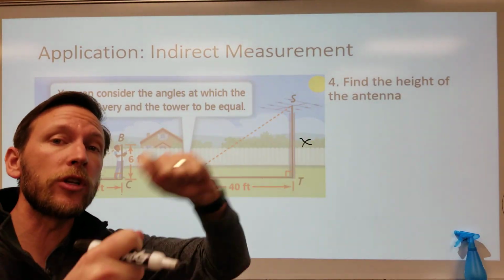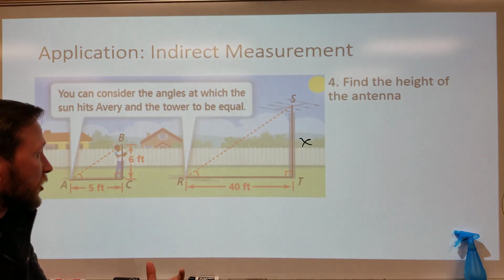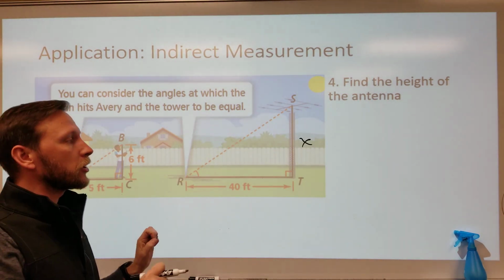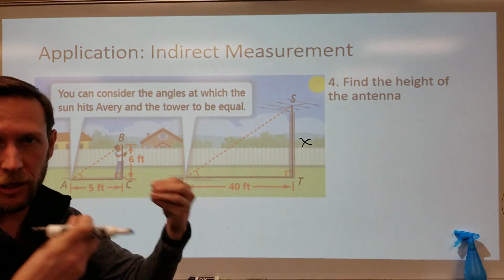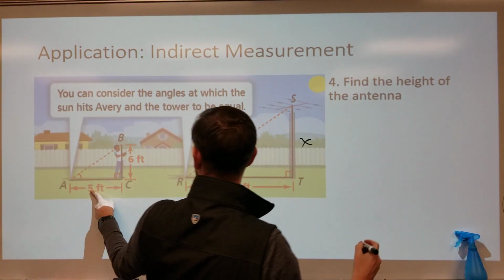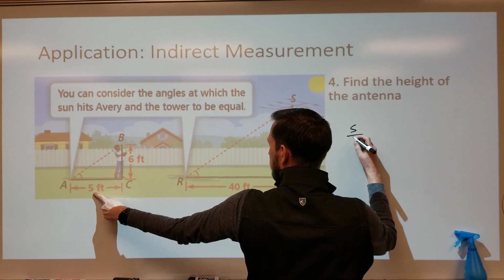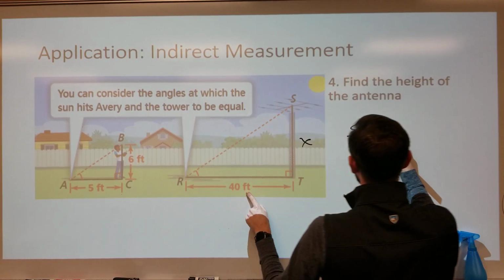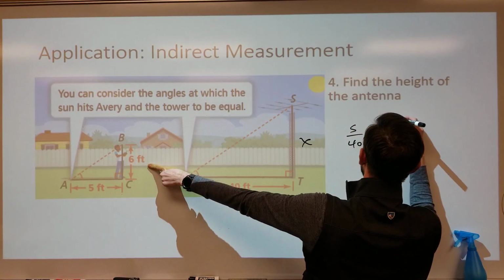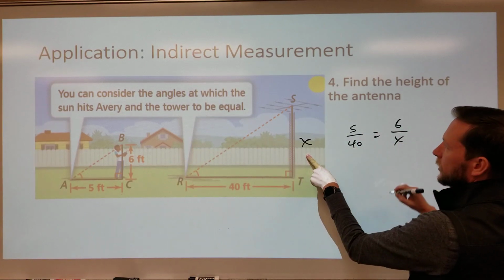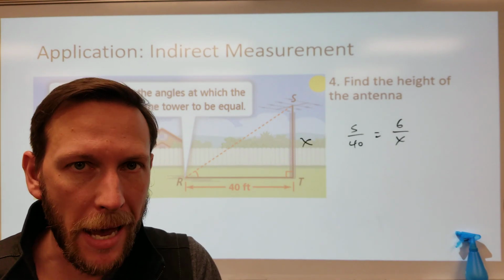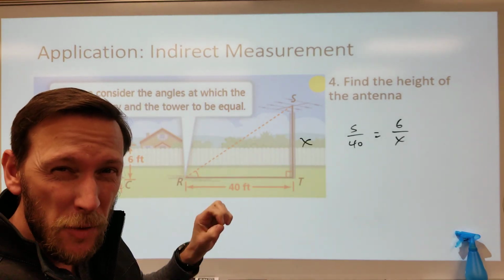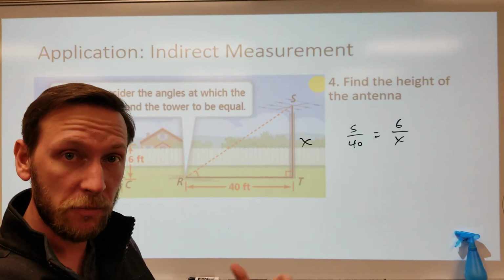Now we get to apply our proportions. I know that these triangles are similar, so I know that their sides are proportional. It lets me create an equation that I get to solve. So the length of Avery's shadow to the length of the antenna shadow is going to equal the height of Avery over the height of the antenna. Now here's the fun thing. It doesn't matter exactly how you make this. It just matters that you have the corresponding parts lined up.